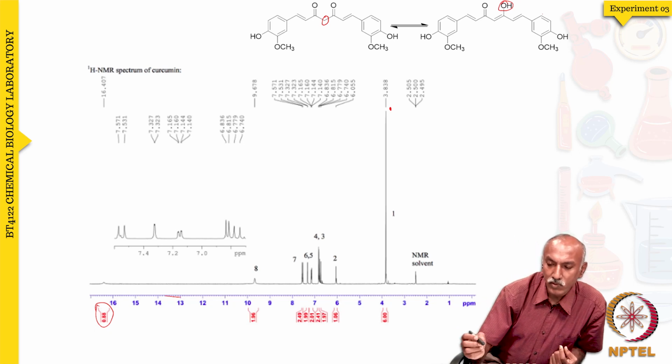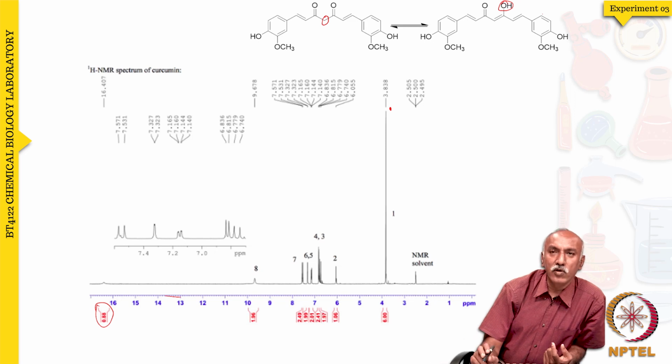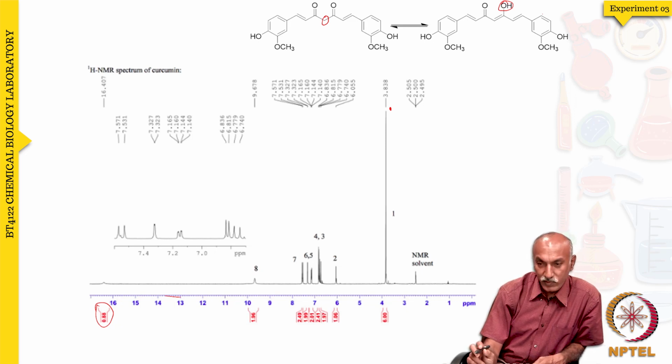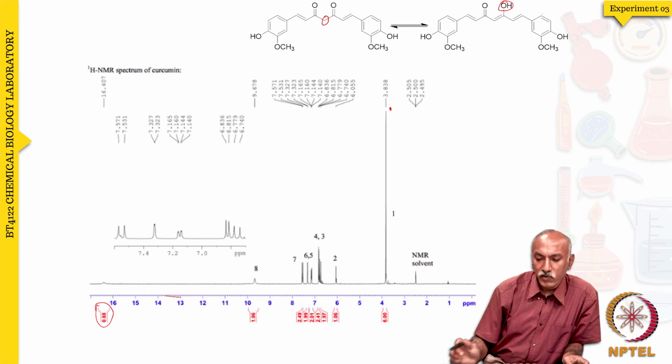So this is the NMR of curcumin. Curcumin is used in various culinary preparations, and because it has antioxidant properties, it is good for our health and everything.